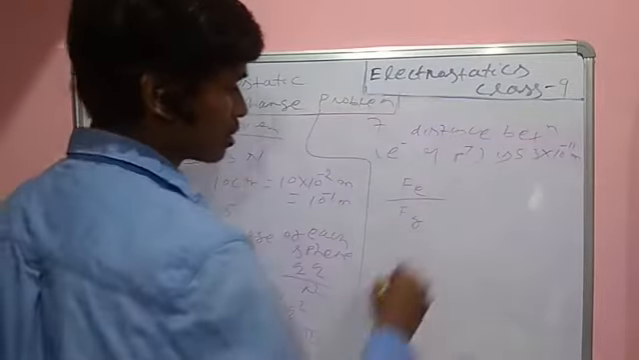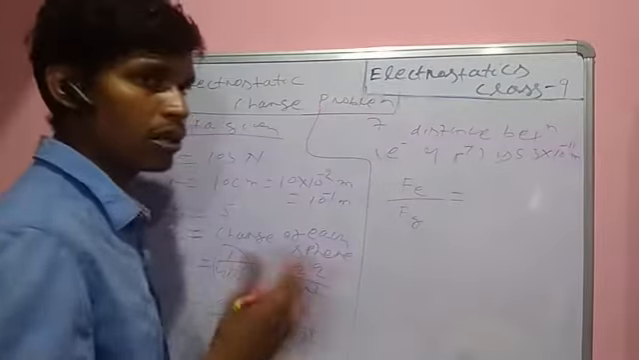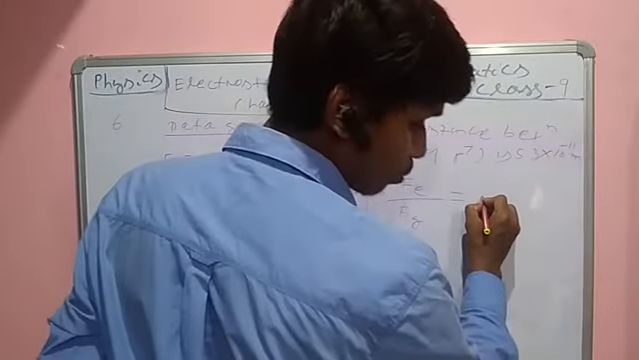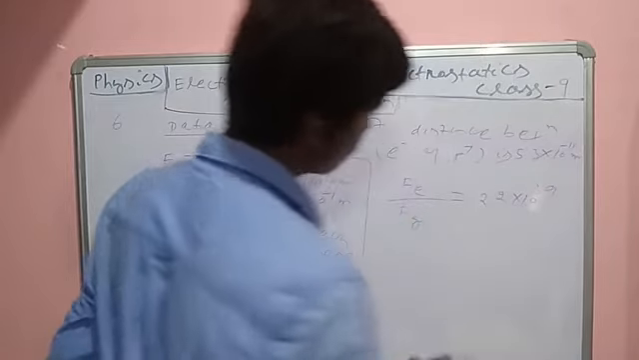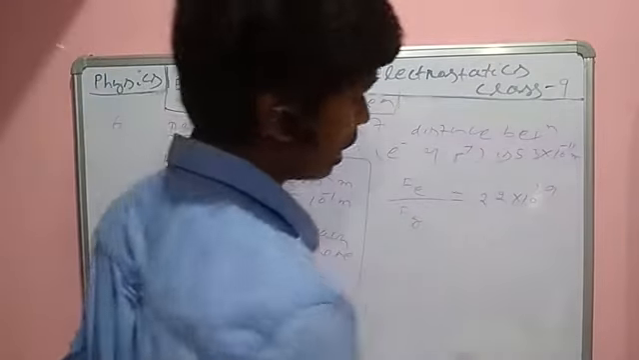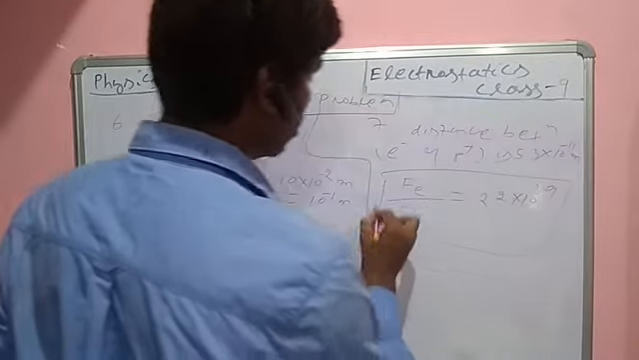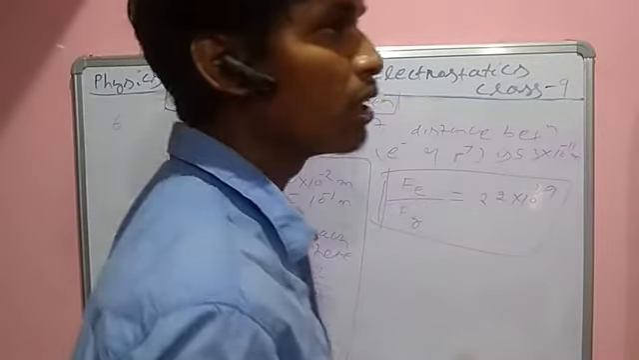You have already discussed. What is the value? It is 2.2 into 10 to the power 39. You have already discussed this in your note, in your theory.